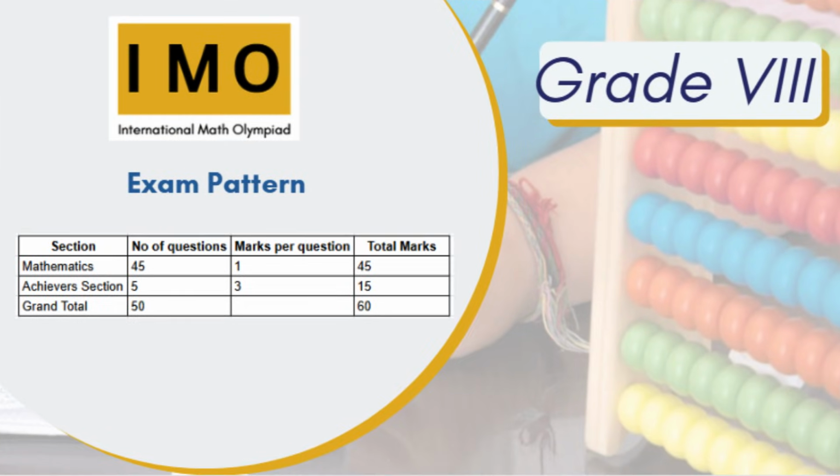So the paper has a total of 50 questions and the entire paper is divided into two sections. One section contains 45 questions and all the questions are related to mathematics only. In IMO Level 2, you will not get any question from the reasoning section. All the questions will be from mathematics only. 45 questions will be there and all the questions carry 1 mark. And after that, 5 questions will be there from the achiever section and all of them are for 3 marks. Let's start with the paper.